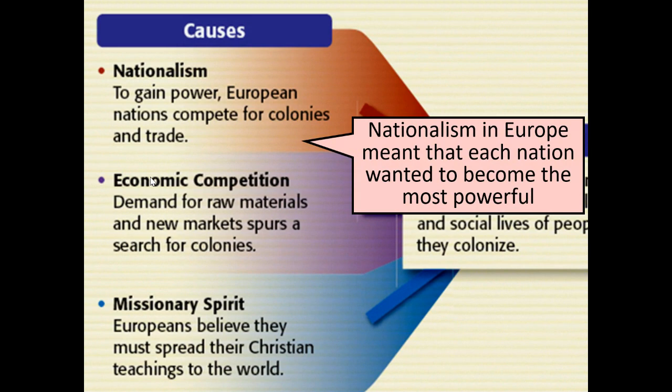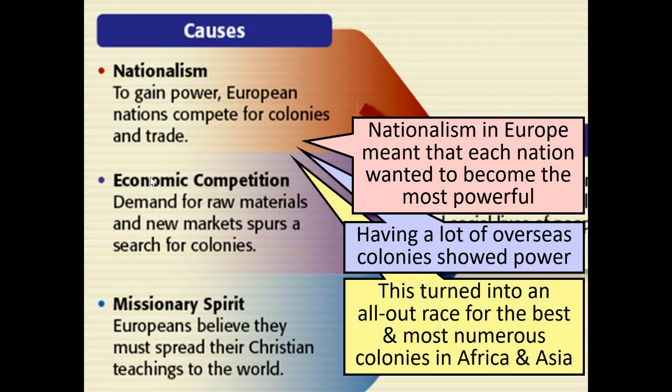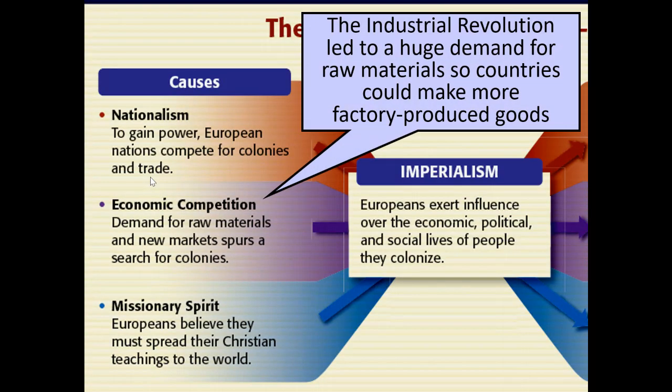First of all, nationalism. We've talked a little bit about nationalism, the idea that each country just wanted to be really powerful. Having overseas colonies showed that power. It showed that countries were saying, look at me, I'm England, I've got 15 colonies, and I'm better than you. So it turns into a race to see who can get the best and the most colonies through Africa and Asia. And if I'm going too fast, pause it, write the notes, and then come back and listen. Do what works for you here.